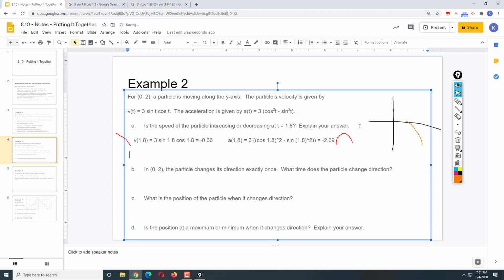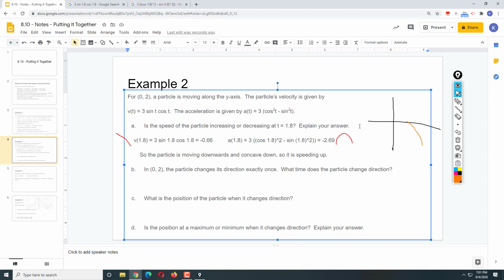That means that the particle is moving downwards and concave down. So it is speeding up because it's going down more and more quickly. It's going in a down direction more and more quickly. So it's actually speeding up. So the speed is increasing.